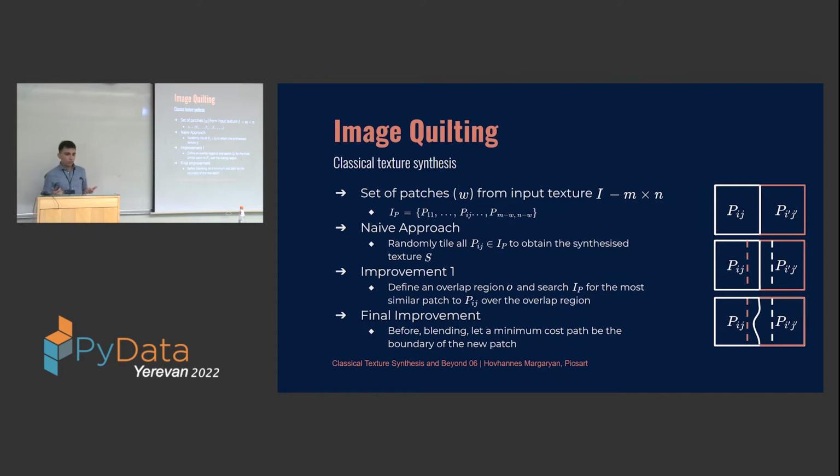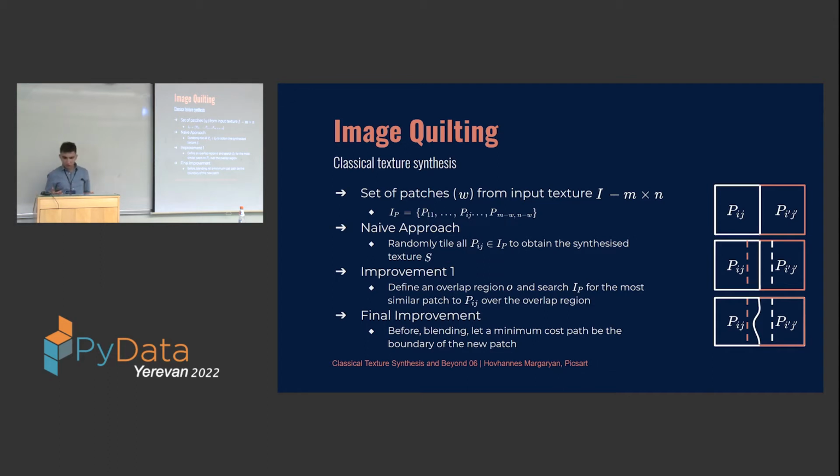In addition, let's also assume that we are given a set of input patches where each patch is of size w. Now, the very naive and basic approach to texture synthesis is tiling. That is, we begin the synthesis procedure by first sampling a random patch from the given input patches, and at each step we sample another random patch from the given set of input patches and blend it over the output texture S, and we do this procedure until the whole output texture S is synthesized.